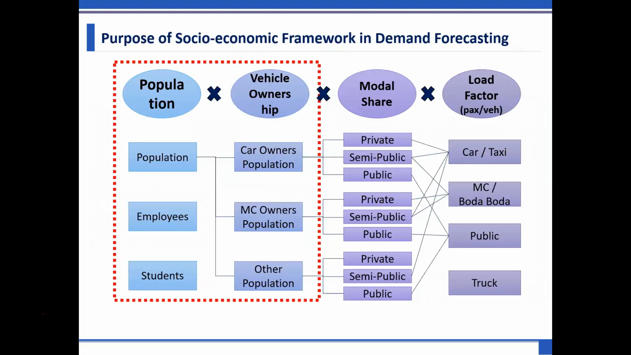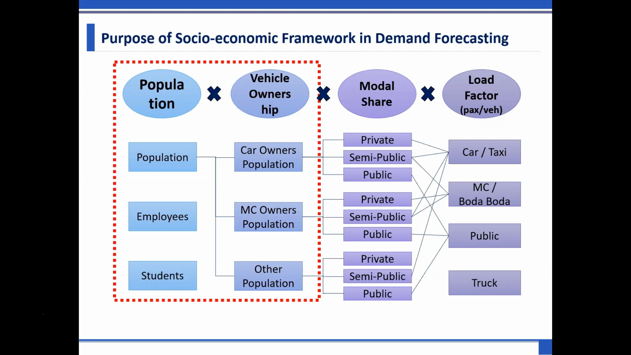Then let me visualize the relationship between the socio-economic framework and the traffic demand forecast. In the populated zones, more traffic demand can be expected. According to the vehicle ownership rates, the population by vehicle ownership is estimated, and the number of trips by travel mode is also estimated.